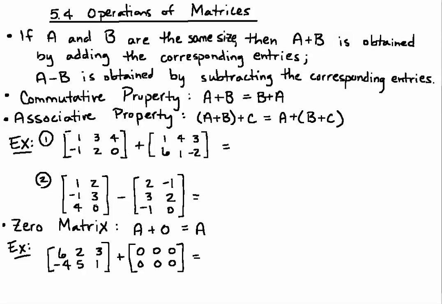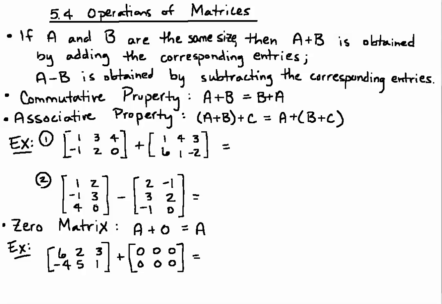Now we're ready to add and subtract matrices. If you have two matrices, call them A and B, and A and B are the same size, then A plus B is obtained by adding the corresponding entries. And likewise, A minus B is obtained by subtracting the corresponding entries. And we also have some properties that are noteworthy.